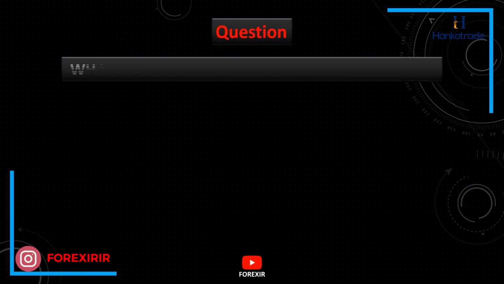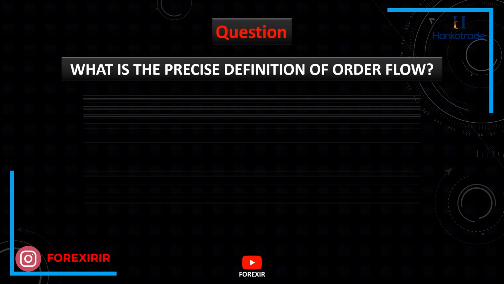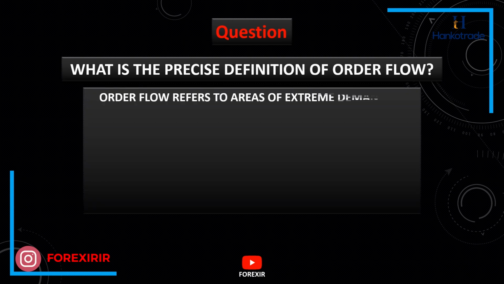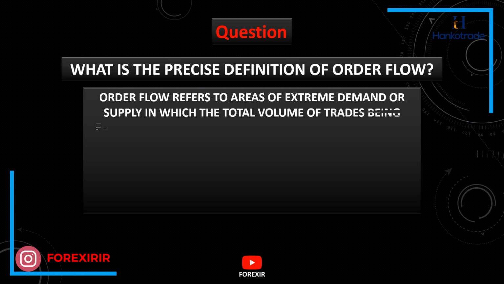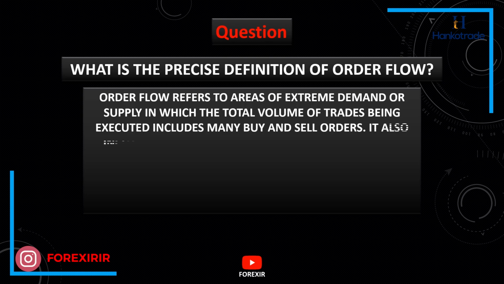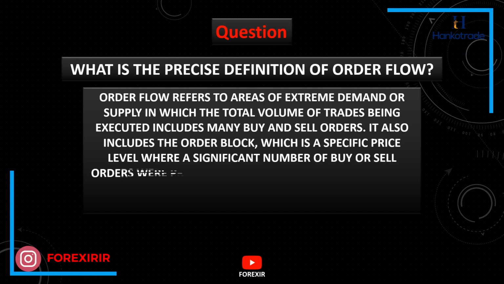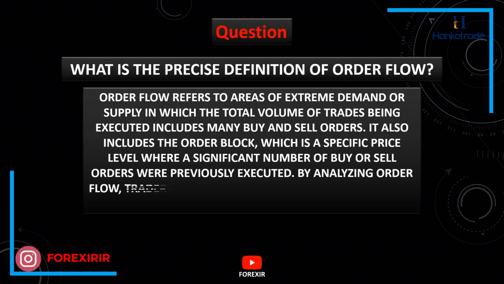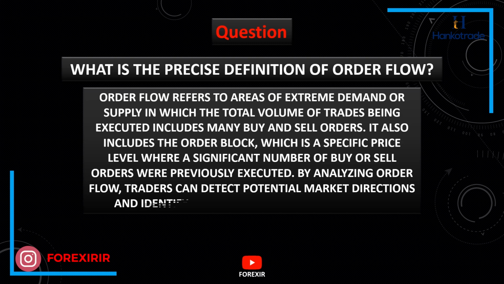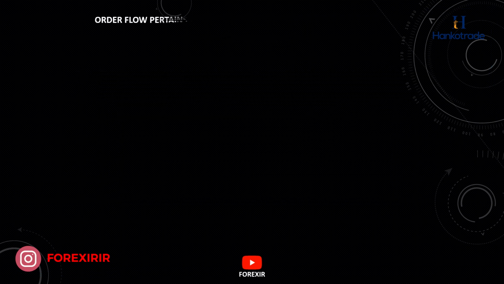What is the precise definition of order flow? Order flow refers to areas of extreme demand or supply in which the total volume of trades being executed includes many buy and sell orders. It also includes the order block, which is a specific price level where a significant number of buy or sell orders were previously executed. By analyzing order flow, traders can detect potential market directions and identify key levels of supply and demand. Now let's explore how to identify order flows in the market.